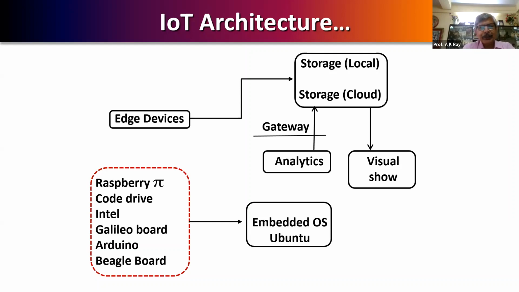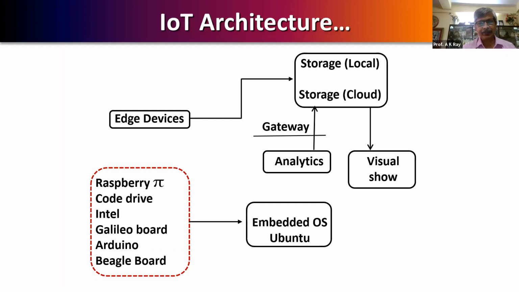Now, what do you do in the cloud? This is the most important thing. Whether the data goes directly from the gateway or from the edge device, what are you going to do in the cloud? In the cloud, you have mainly two functions.